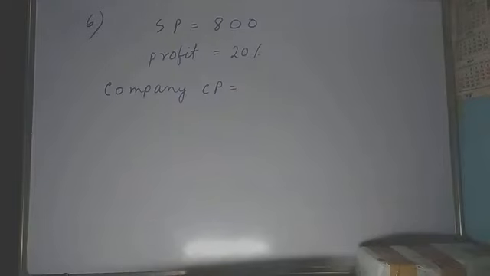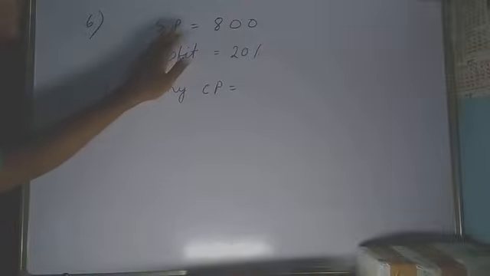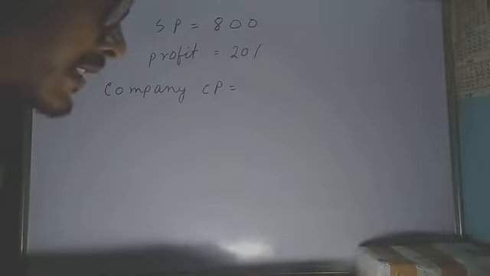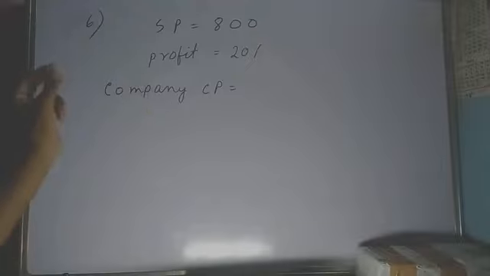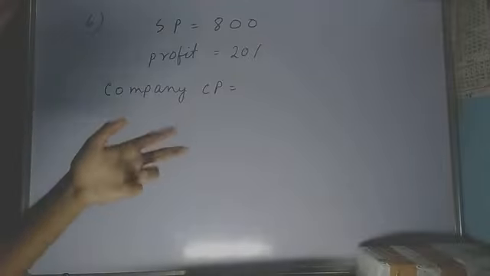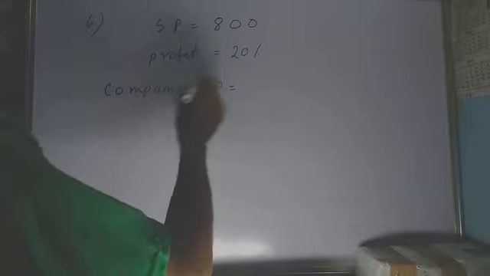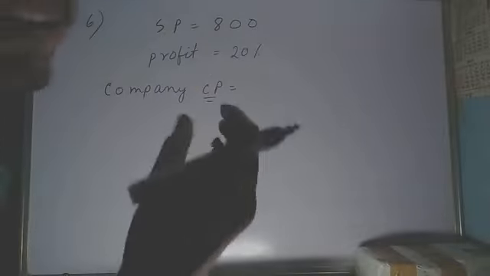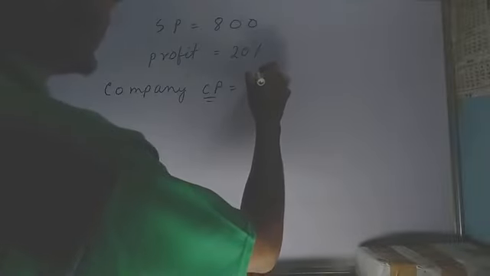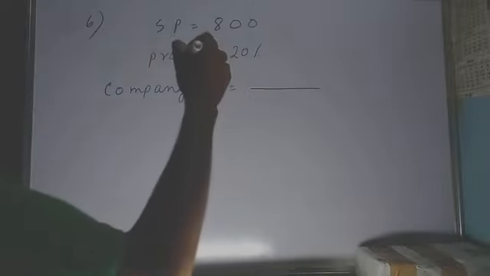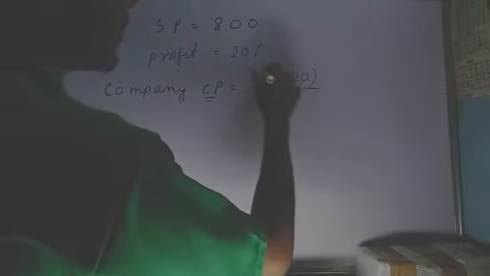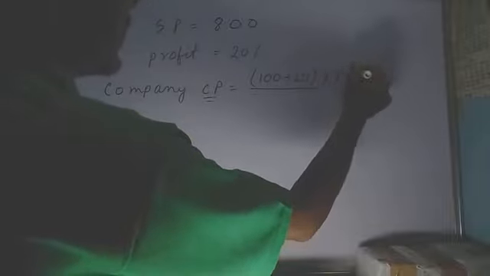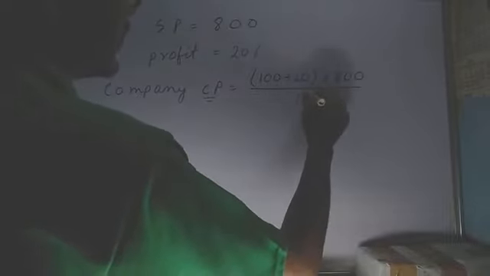Now I am doing question number 6. A manufacturing company's shoe costs 800 rupees and they sell it to a retailer at a profit of 20%. See, the company is selling the shoe at a 20% profit. So what will be the price for the company? Because the company is taking 20% profit, it will be CP times 100 plus 20, in case of profit 100 plus, divided by 100.